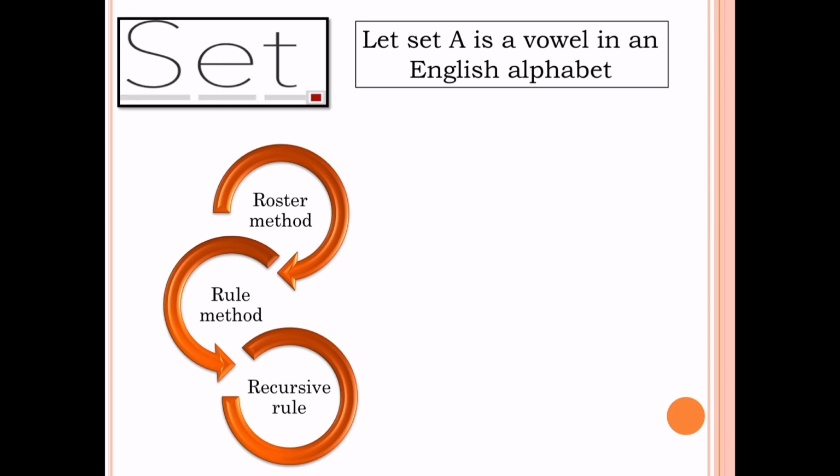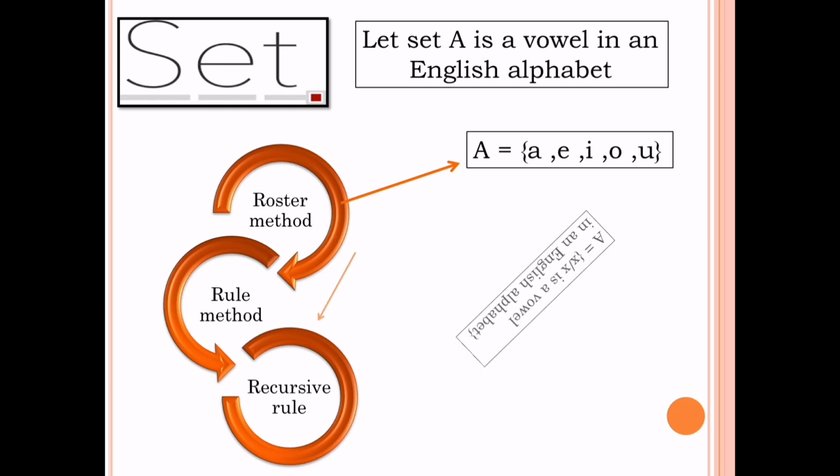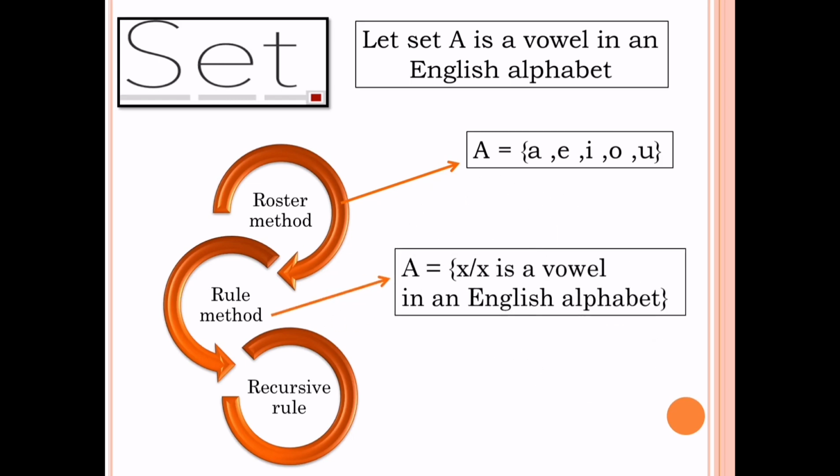When we say roster method, we put all the elements in braces separated by commas. But in the rule method, we use a variable to represent the elements and a slash that indicates "such that." Read as: set A is the set of all x such that x is a vowel in the English alphabet. But in the recursive rule, a set defines or generates its members such that A is an element of set A that has elements A, E, I, O, U, which is true.